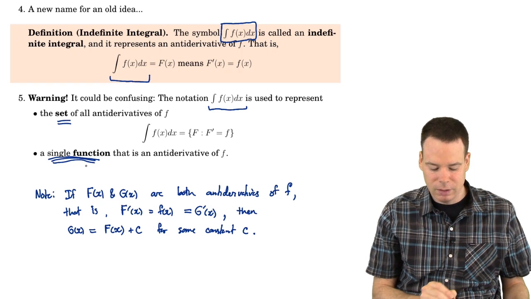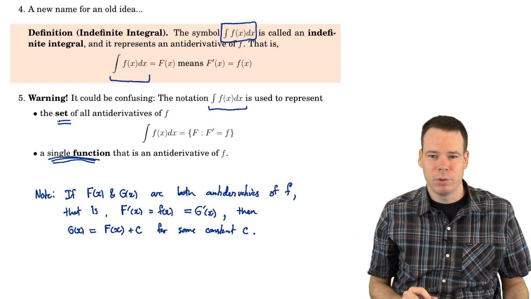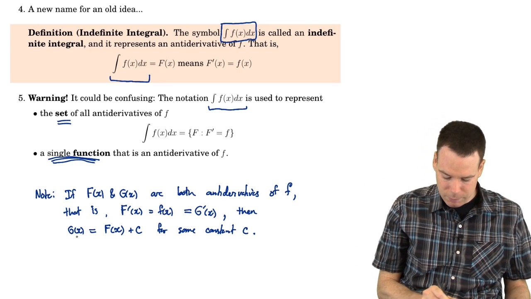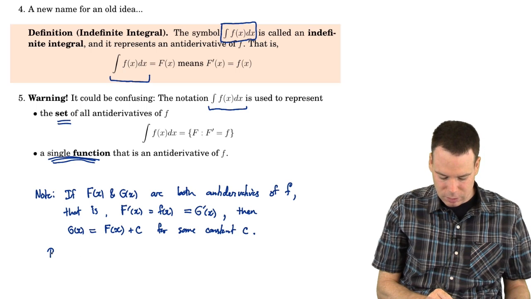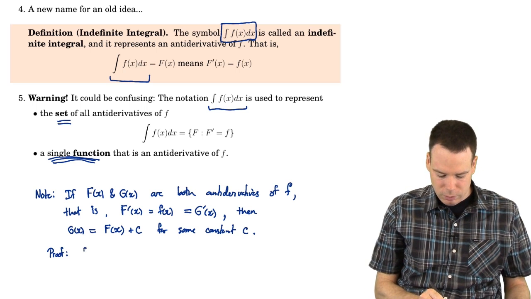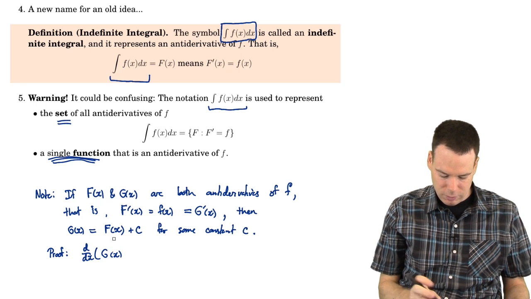Because if you do write down a single function, you can always get the set by just adding an arbitrary constant c to get all the other antiderivatives. I do mention this as a note. Maybe I should just give a quick proof of this. What we're going to do is look at the derivative of the difference.